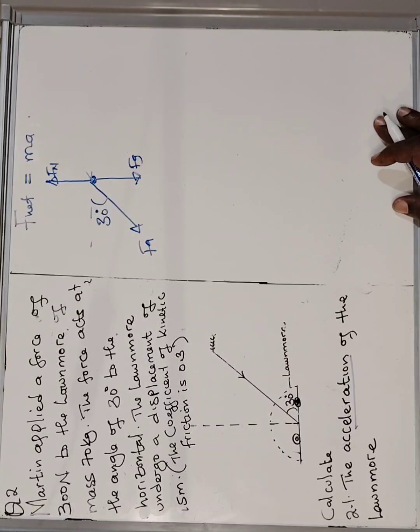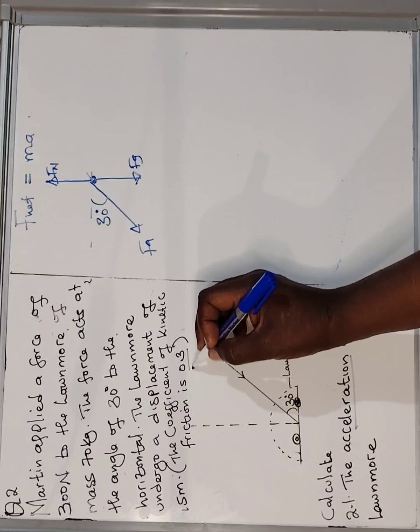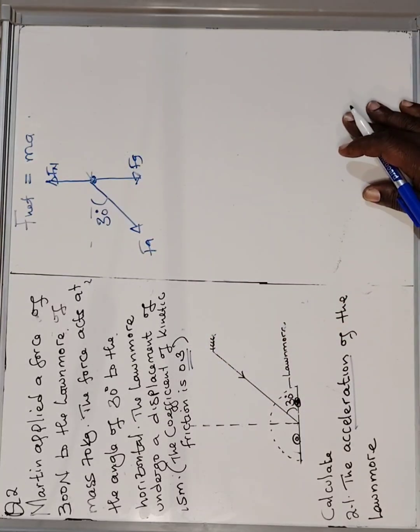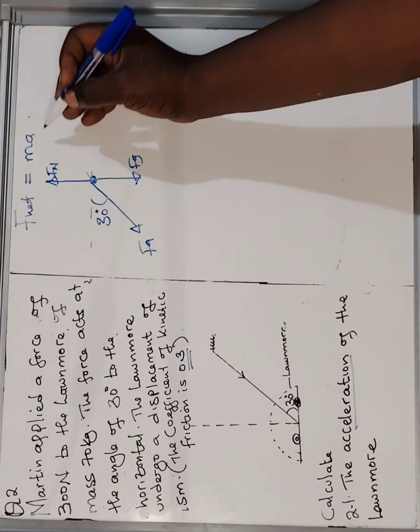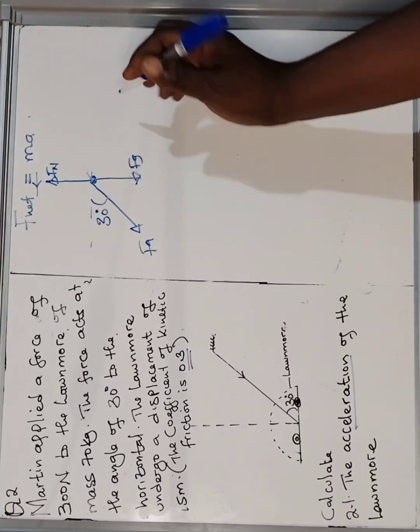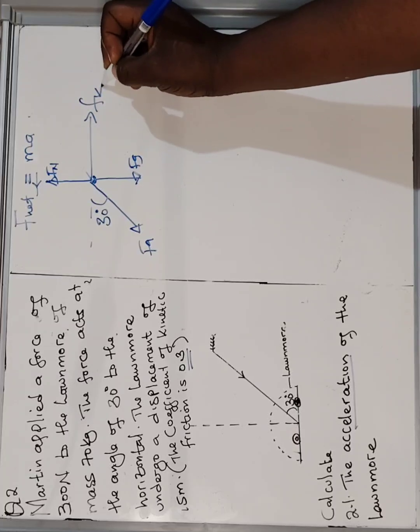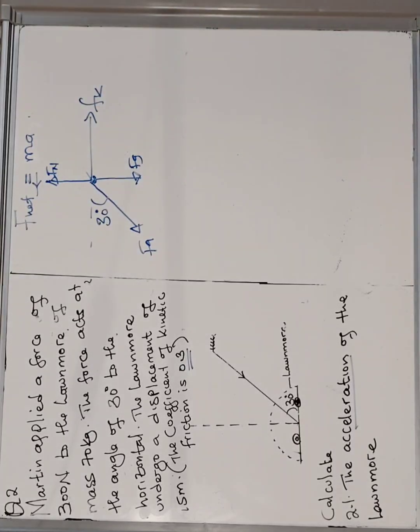So what else do we know? We have a coefficient of kinetic friction here, which means there is a friction force. We must not forget that this body is moving to this side because of the applied force. So our friction force opposes that motion by being there. So that's what we have.